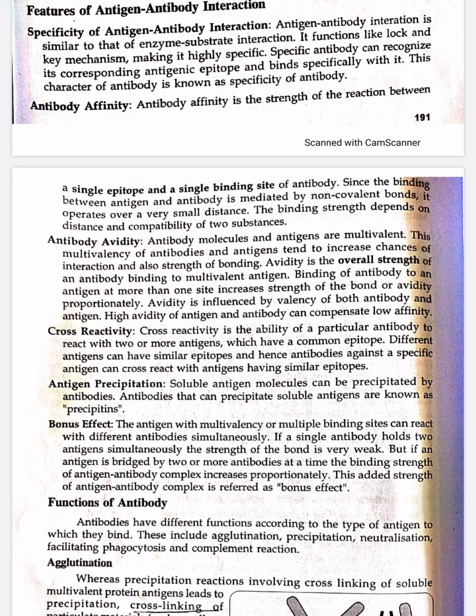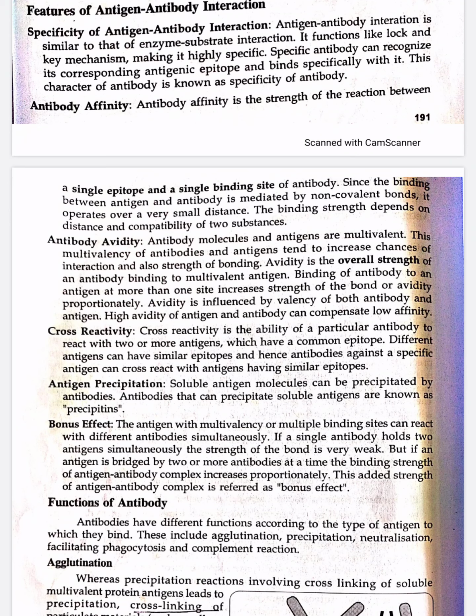Next is cross reactivity. Cross reactivity is also a property contributed by the multivalency of an antigen and antibody. We can see that a single antigen, since it has multiple determinants or epitopes, can bind at the same time with more than one antibody. So that speaks about cross reactivity, that is a single antigen binding to more than one antibody, and a single antibody at the same time can bind with more than one antigen.